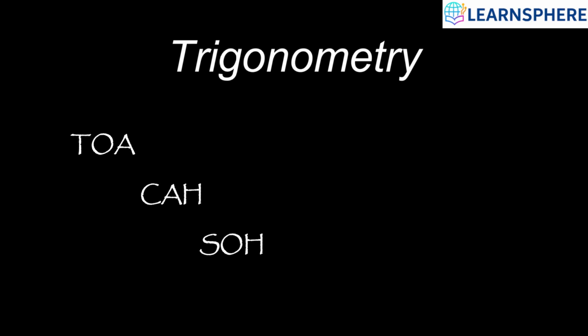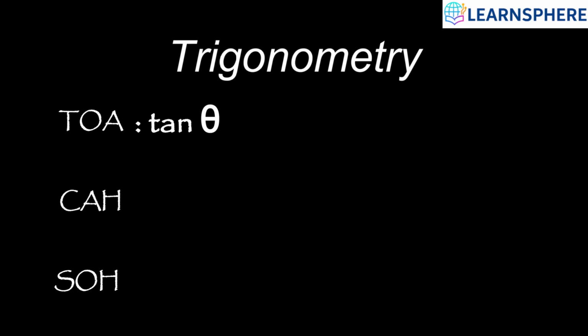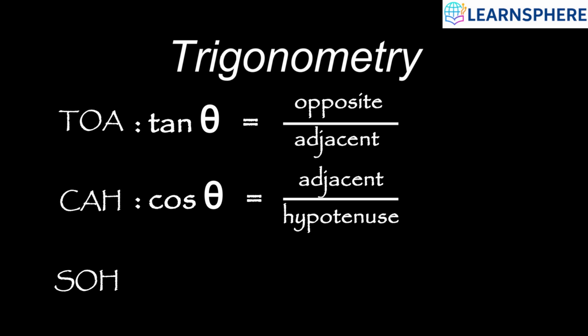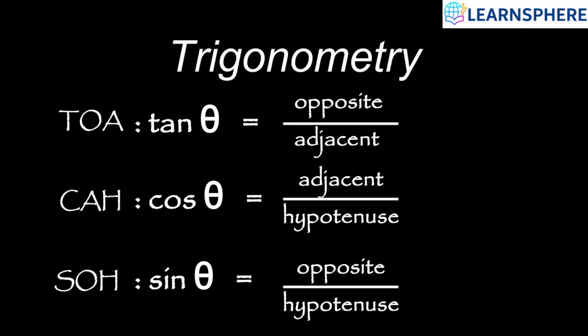For TOA, it means that tangent theta, where theta is our angle, is equal to opposite over adjacent. For CAH, cosine theta, where theta is our angle, is equal to adjacent over hypotenuse. And SOH, where sine theta, where theta is the angle, is equal to opposite over hypotenuse.